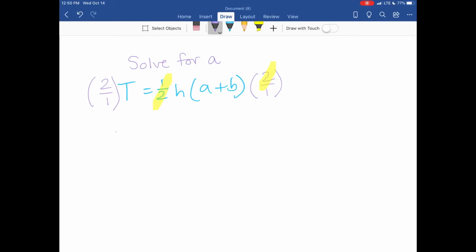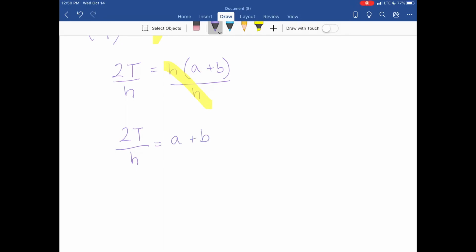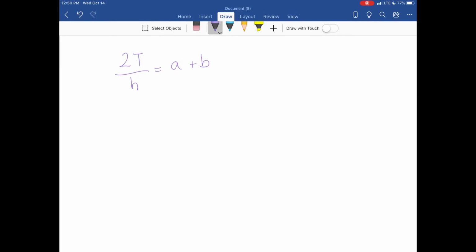I've got 2 and the 1/2. That leaves us on the left with 2t. And then on the right, I have this business. I'm solving for a. So I could distribute, but guess what? I'm not going to. That's because I just want to get rid of that h first. So you'll notice here, the h's on the right cancel out. That leaves me with this little fancy term of 2t over h equals, and now I've got a clean a plus b. 2t over h equals a plus b.